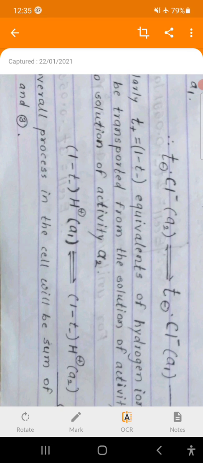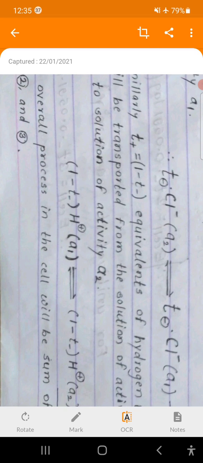Therefore, t plus is equal to 1 minus t minus. Instead of writing t plus here, the transference number of cation is considered as 1 minus t minus, which is nothing but the same as t plus.